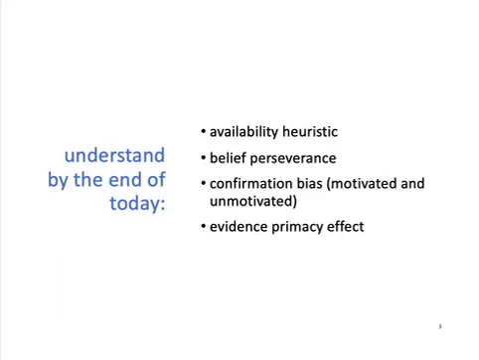Today, I'm going to talk about certain cognitive illusions that arise from the operation of System 1. These illusions or pitfalls are the availability heuristic, belief perseverance, confirmation bias, and evidence primacy effect. These are four different ways in which we can be led astray or reason badly by not recognizing that we're letting our immediate System 1 take over.